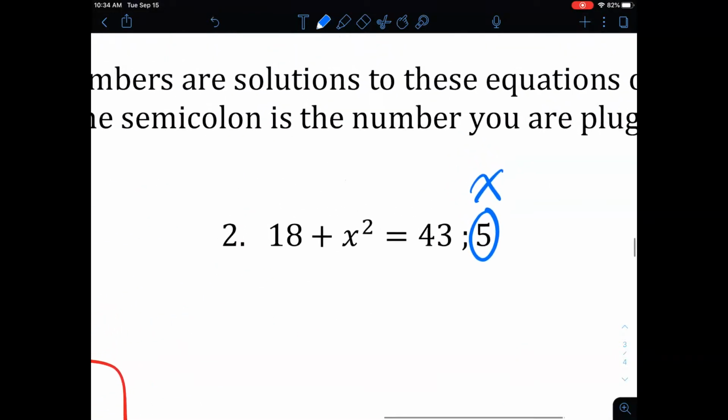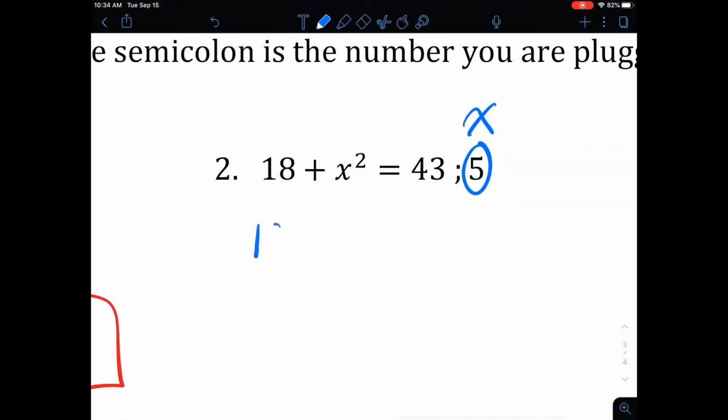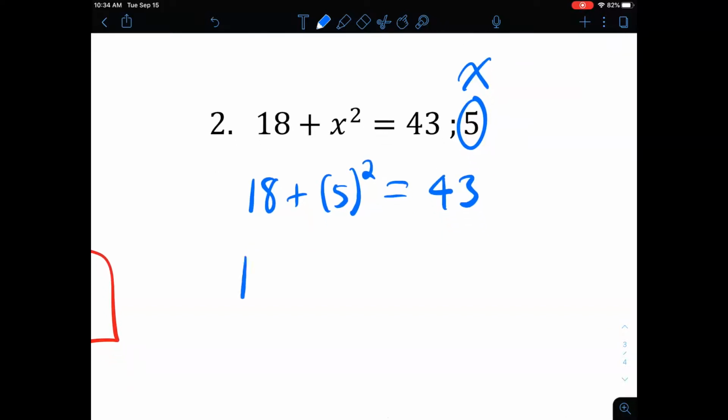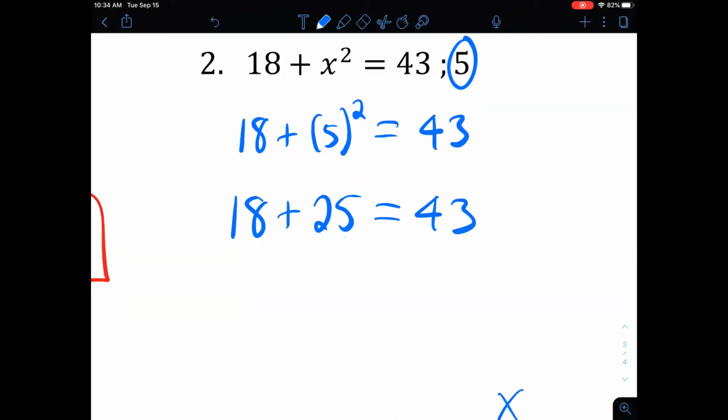All right, 18 plus x squared equals 43 for x equals 5. We're going to plug in. So we got 18 plus parentheses 5 squared equals 43. Now, do we do 18 plus 5 or 5 squared first? What comes first, exponents or addition? Exponents comes first, so 18 plus, what's 5 squared going to be? Is it 10 or 25? That is 25, it's 5 times 5, not 5 times 2. Be very careful with that. Oops, that's a 2. And then what's 18 plus 25 going to be? It's going to be 43.